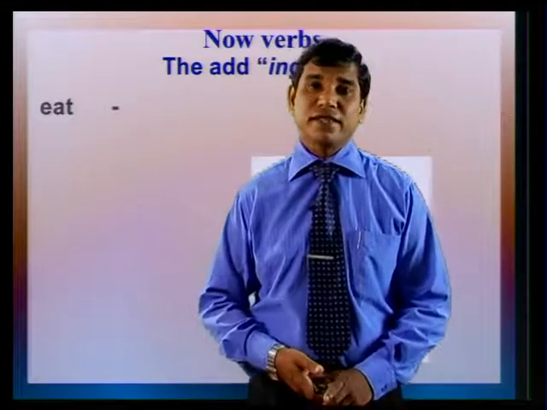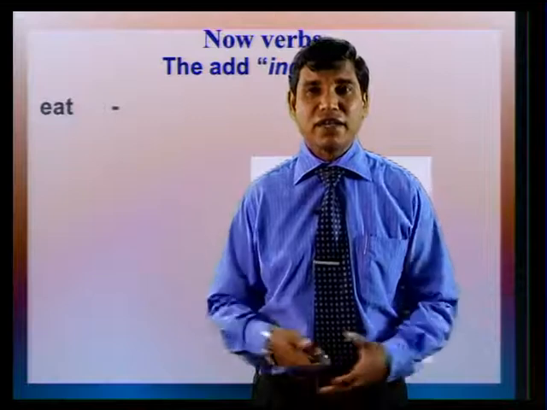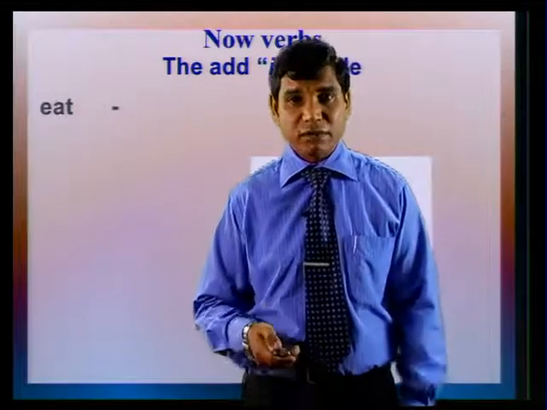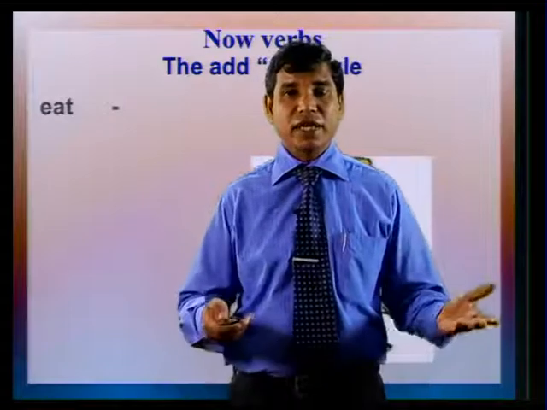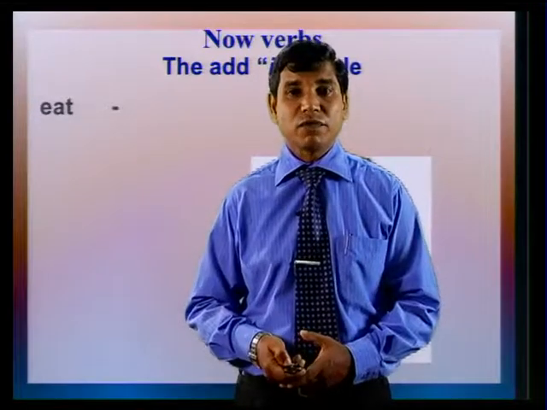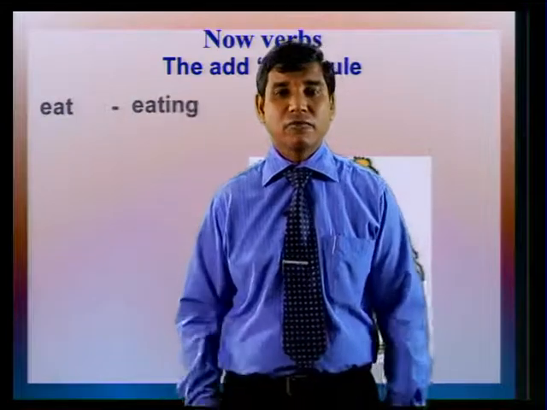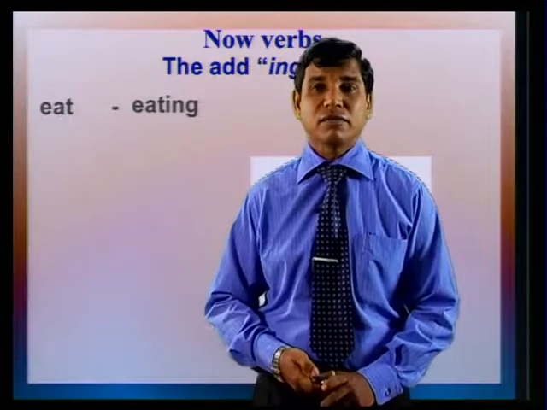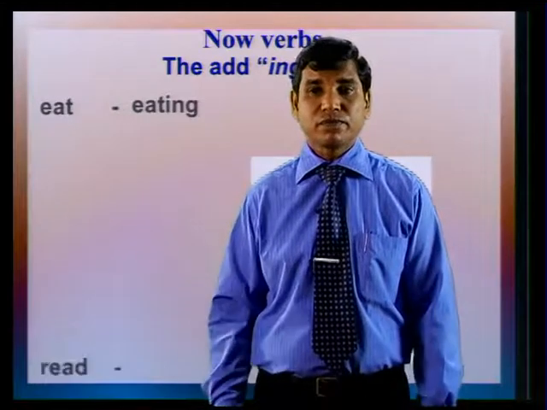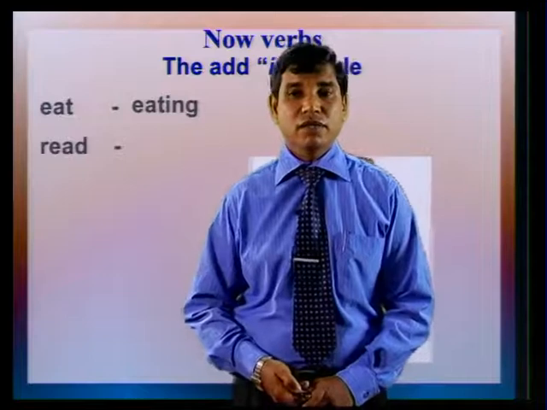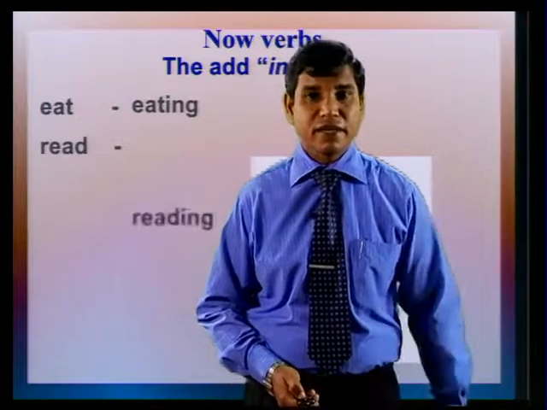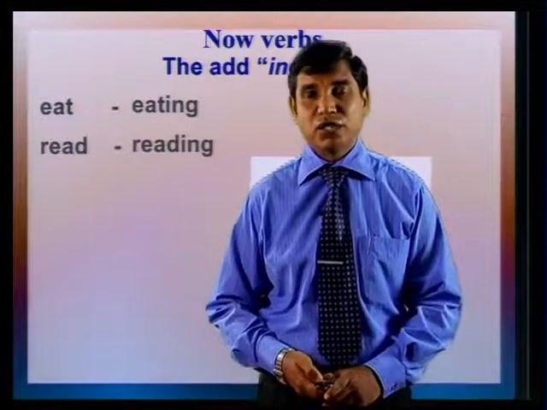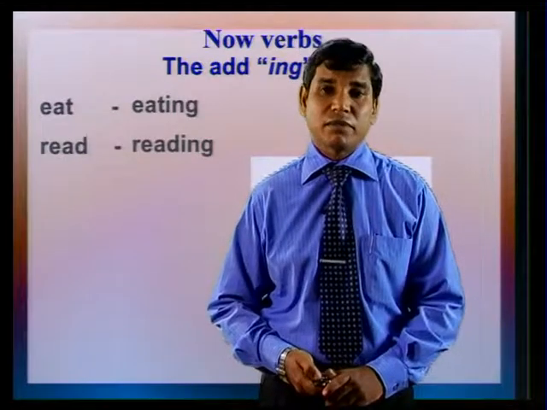The first rule is very simple. It is just adding ing to the base form of the verb. Look at the example here, eat. We can make the ing form of this verb by just adding ing. Eat becomes eating. Let's try another one. Read becomes reading. Okay? It's simply adding ing to the base form of the verb.